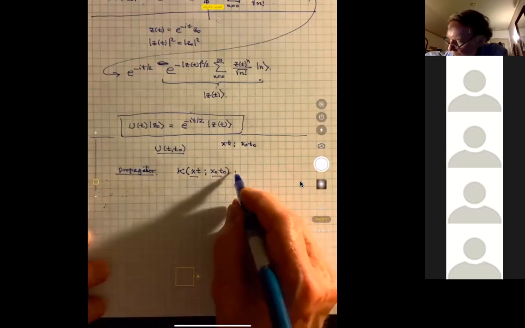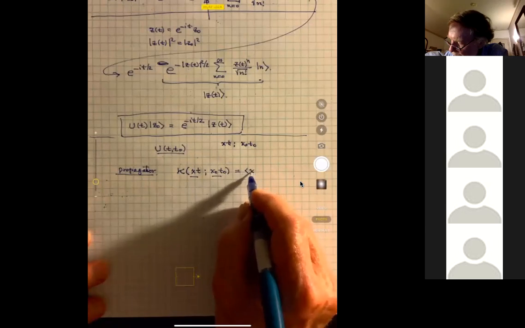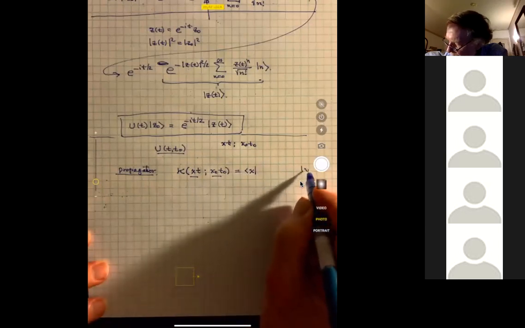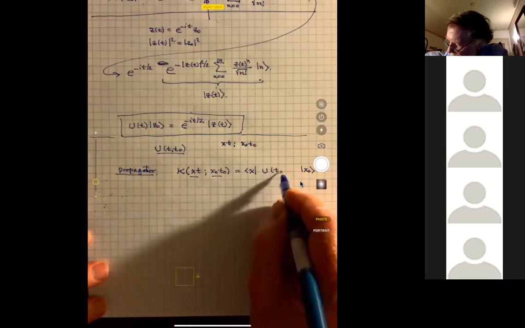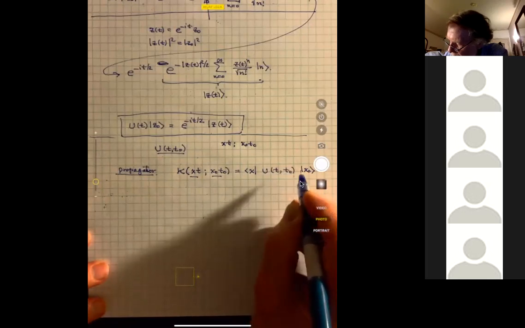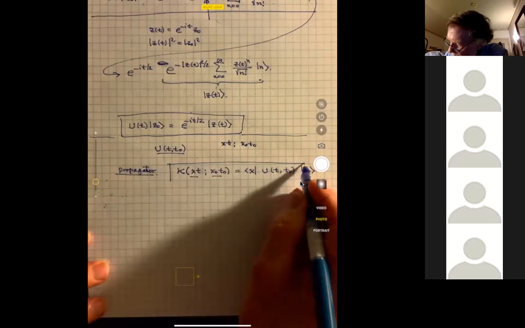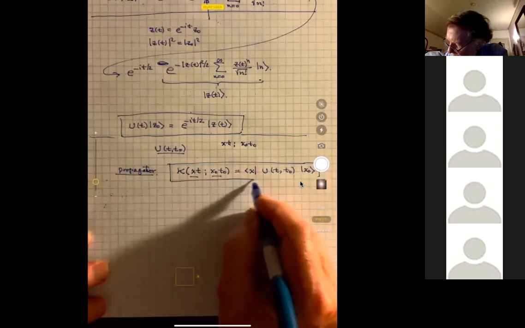The definition of K is that it's nothing but the x space matrix elements, between x and x0, the final and initial positions, of the time evolution operator U(t, t0). So that's the definition of K. So let me box that here because we'll be using that.